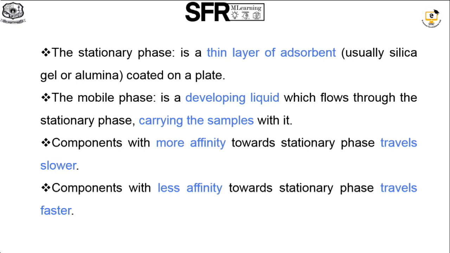So, the stationary and mobile phases. The stationary phase is a thin layer of adsorbent coated on a plate, usually silica gel or alumina. The mobile phase is the developing liquid which flows through the stationary phase carrying the sample. Components with more affinity towards the stationary phase travel slower, and those with less affinity travel faster.